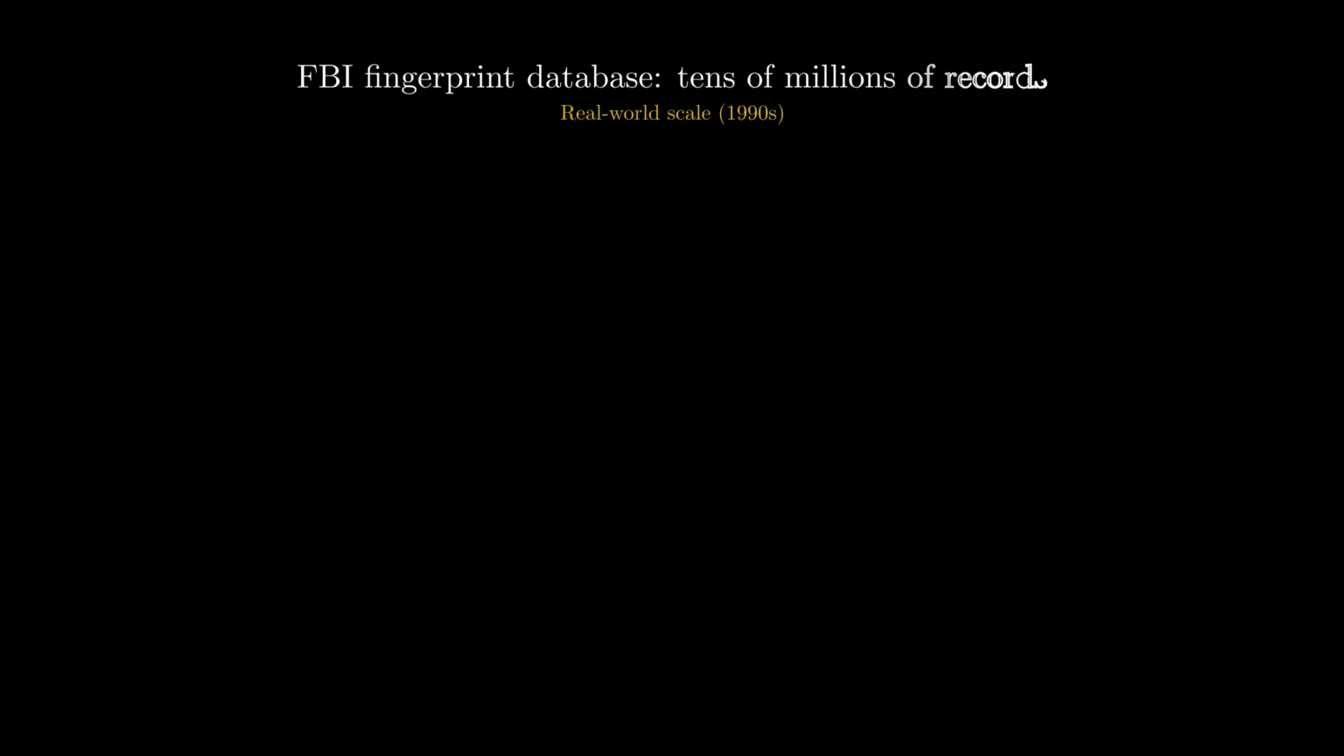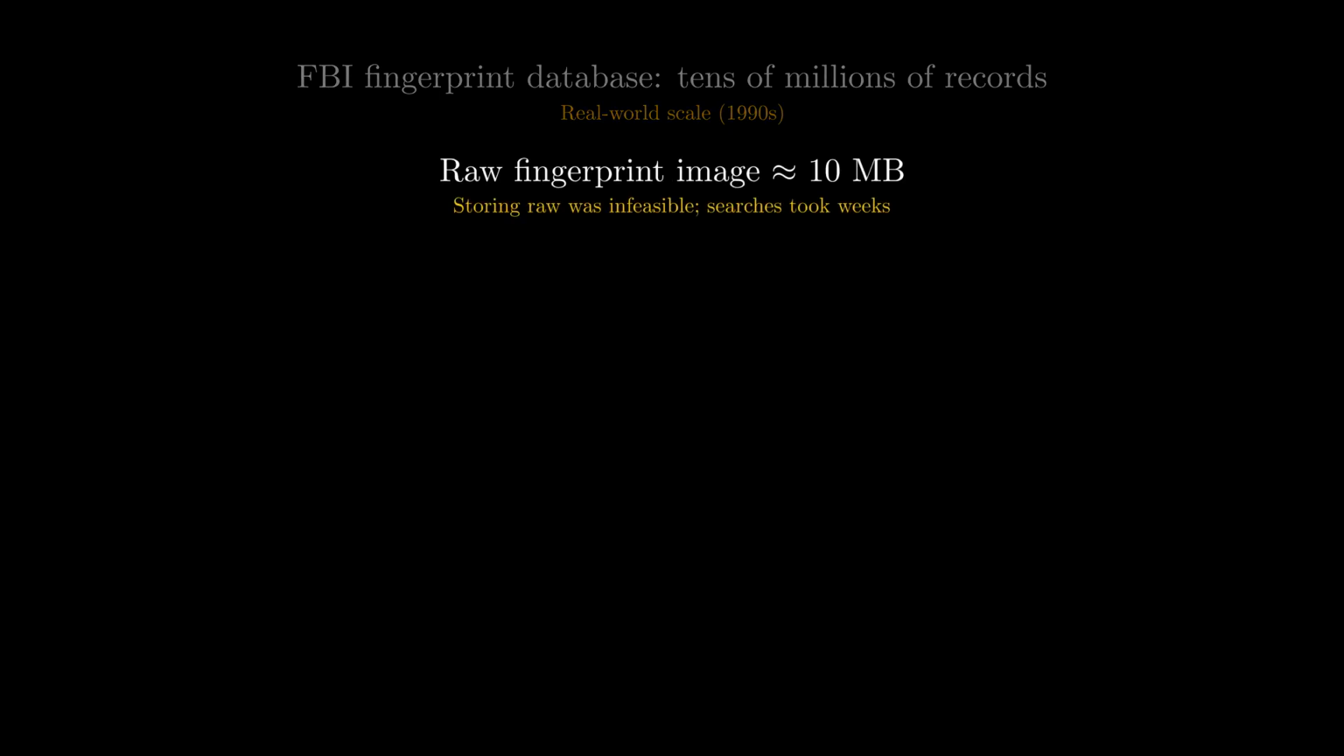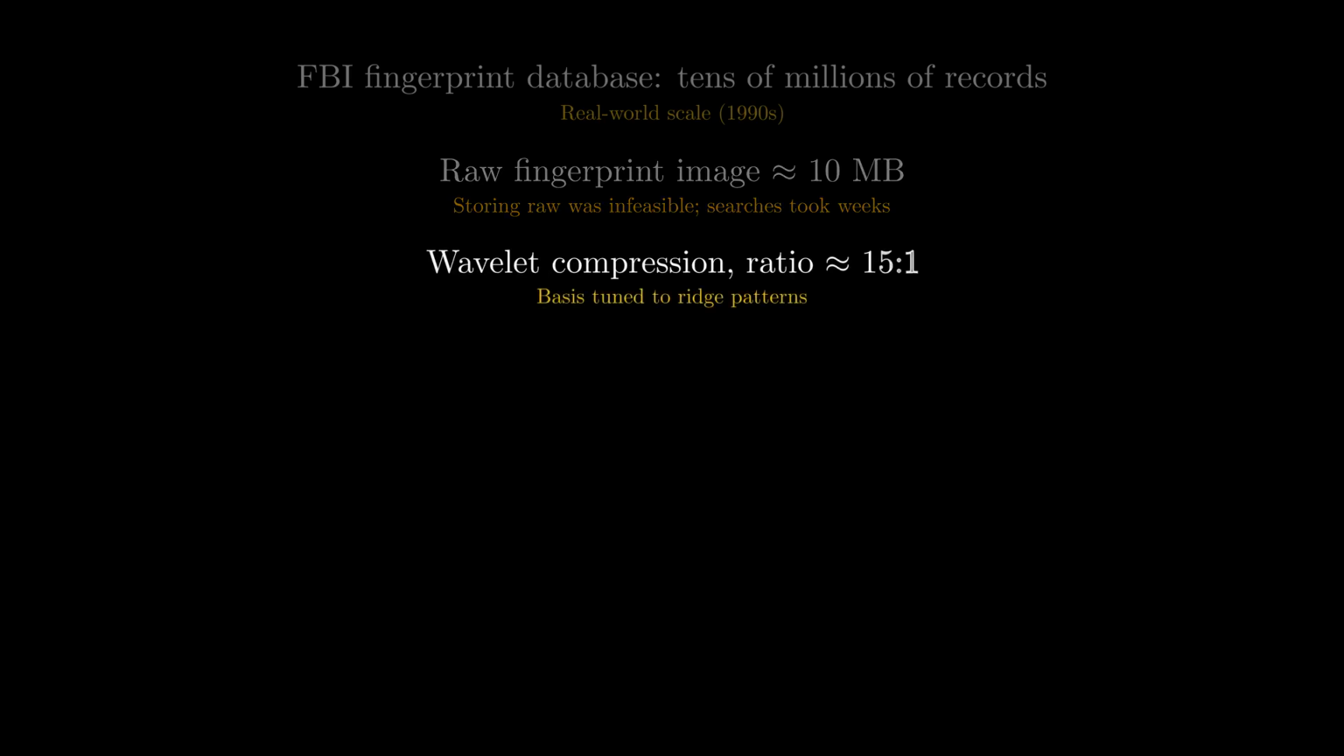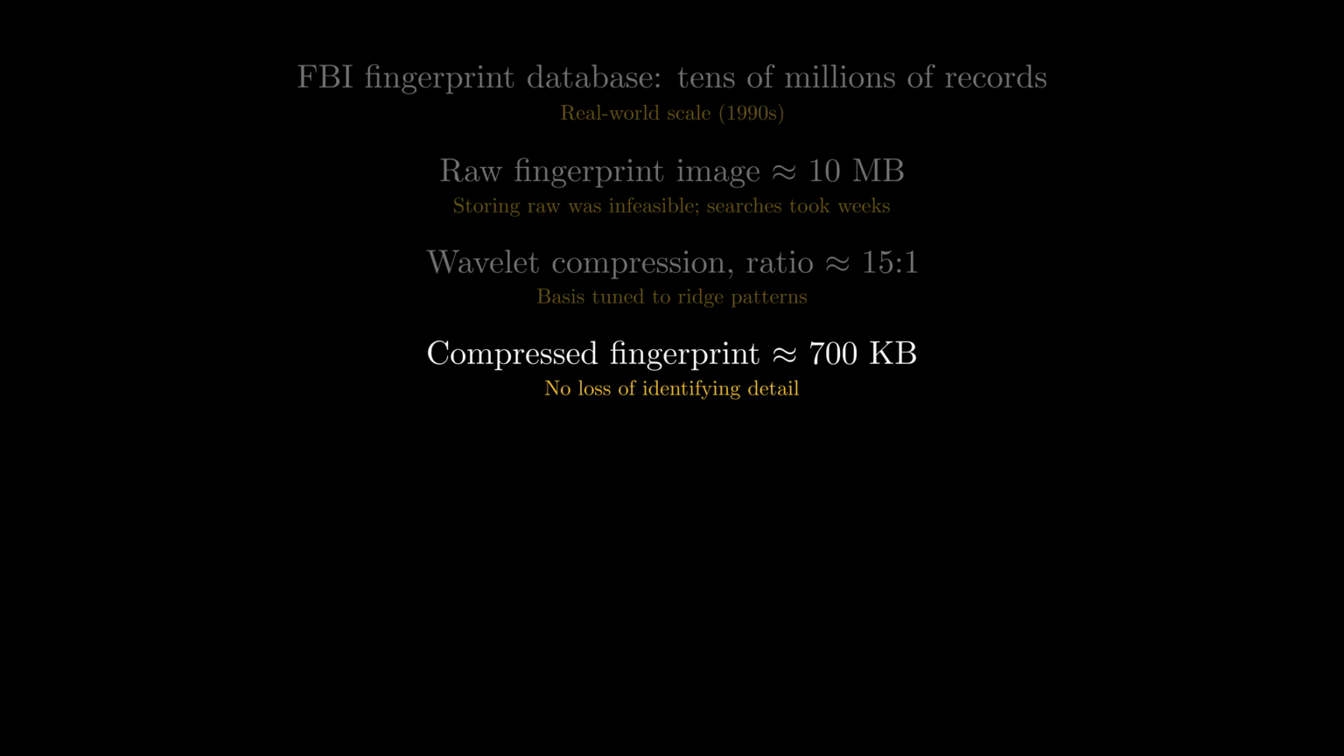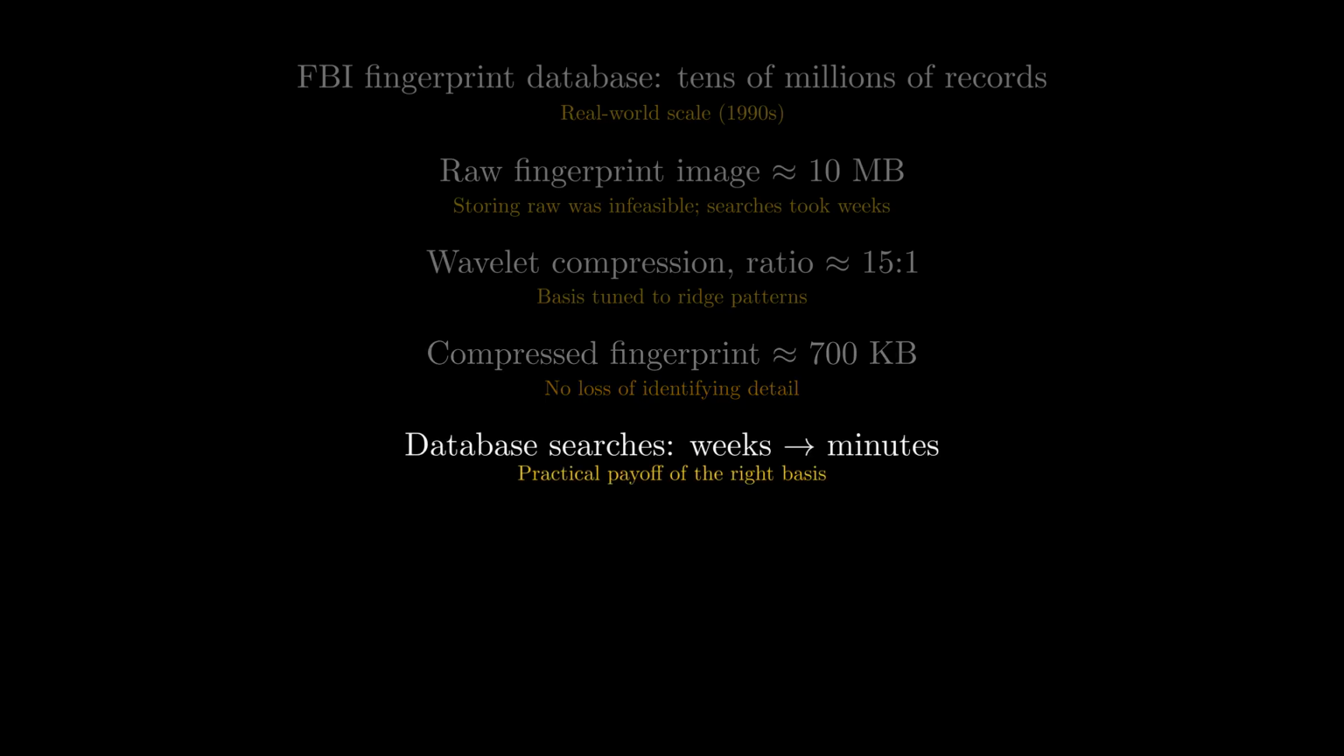This isn't theoretical. The FBI maintains tens of millions of fingerprint records. In the 1990s, storing them as raw images was impossible, and searching took weeks. They adopted a wavelet-based compression standard tuned for ridge patterns, shrinking each fingerprint roughly 15 to 1 with no loss of identifying detail. Searches that once took weeks now finish in minutes. Same idea as JPEG, different bases chosen to match the structure of the data.